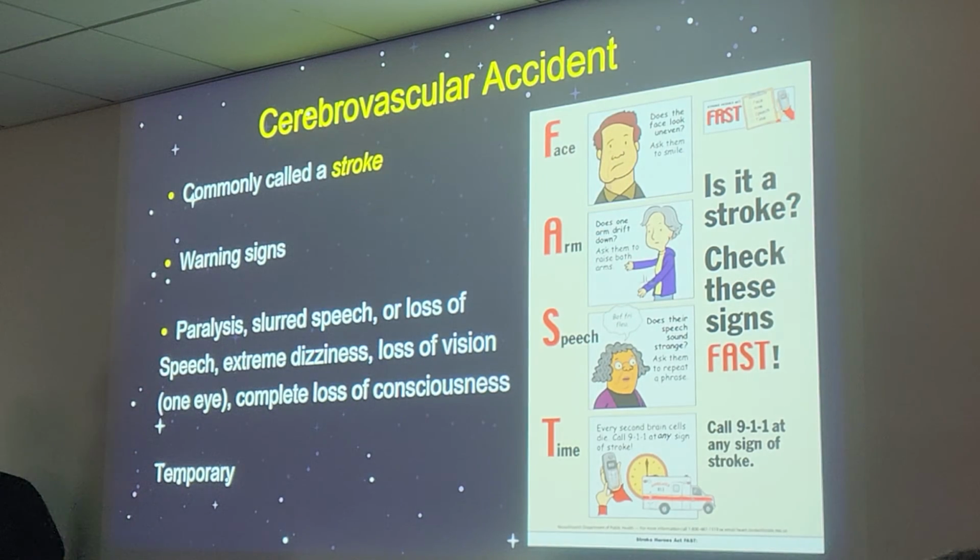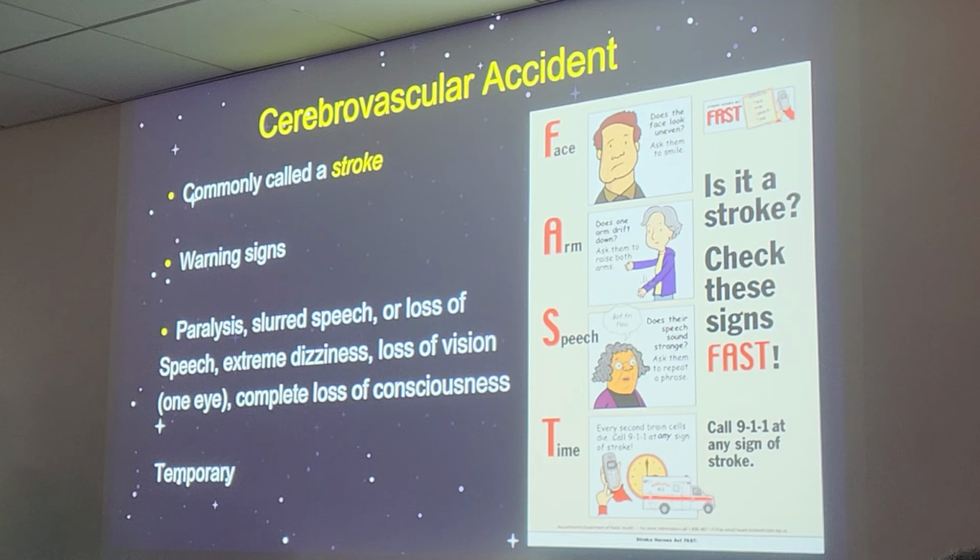Alright, cerebrovascular accident, also known as CVA. This is commonly referred to as a stroke. And what is a stroke? Is it when you're not getting enough blood to the brain? Yes, oxygen. It's basically a brain attack. Is it caused by an embolus or clots in the brain?